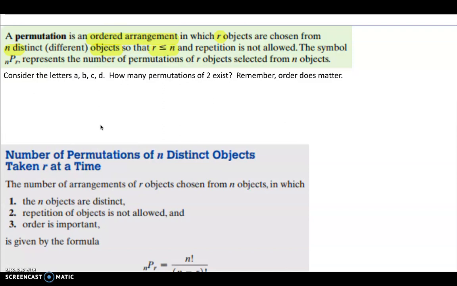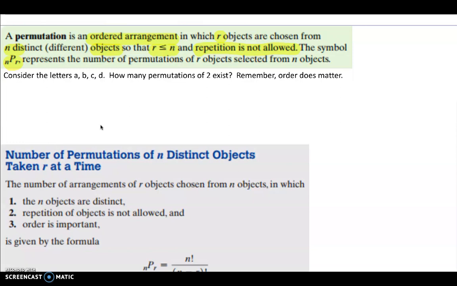So, for example, there's like 20 racers and you have 3 places on the podium. So N would be 20 and the podium places would be 3. So the number of things you're picking from has to be greater than the number of outcomes that we're looking for. And repetitions are not allowed in permutations. The symbol, NPR, represents the number of permutations of R objects selected from N objects.